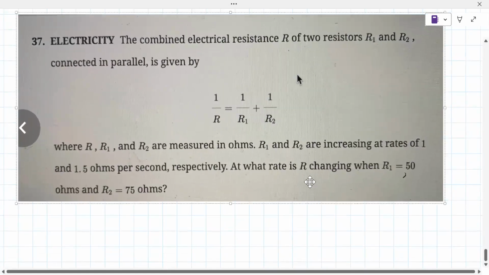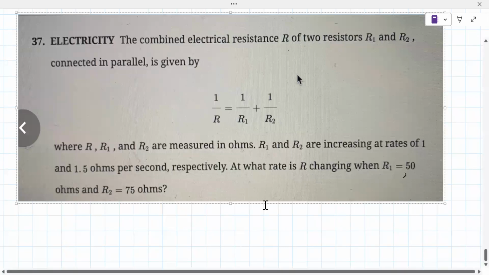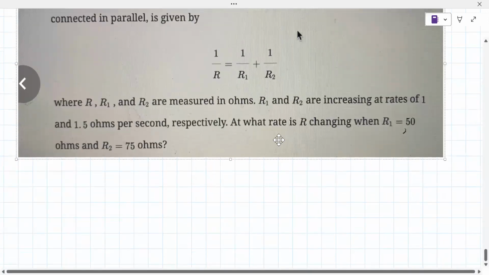There are a couple of classic problems here they're not giving you. One is the ladder leaning up against the wall. The other one is usually a person walking away from a light post.